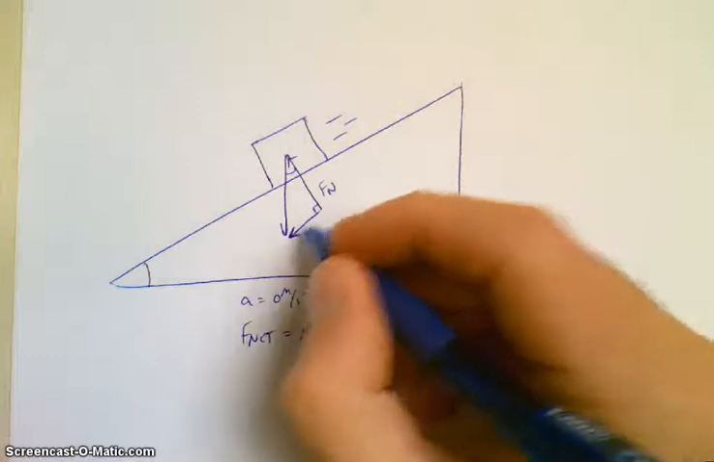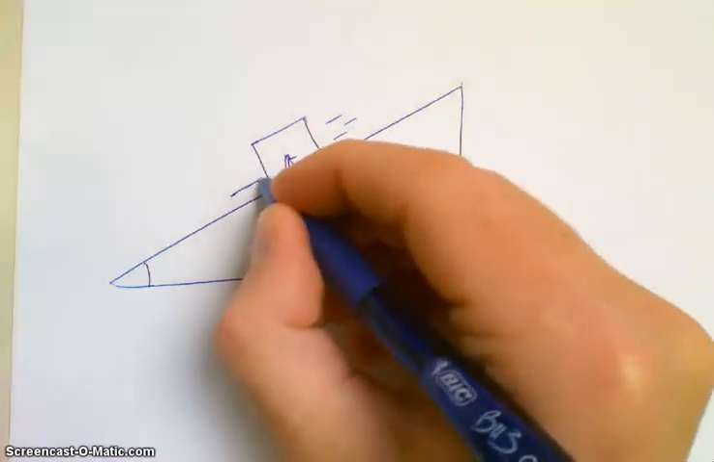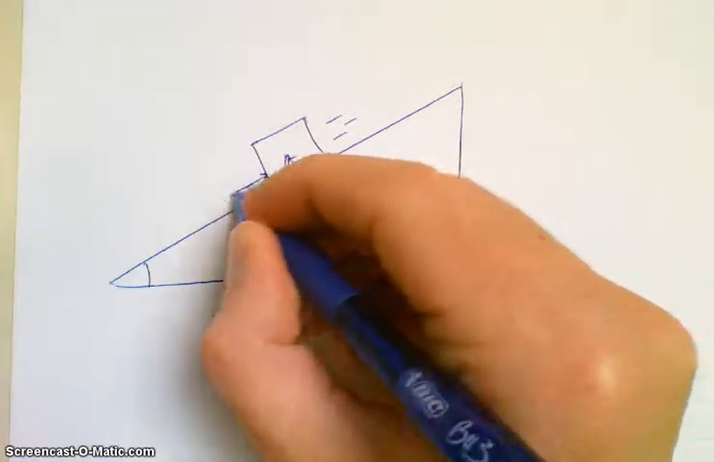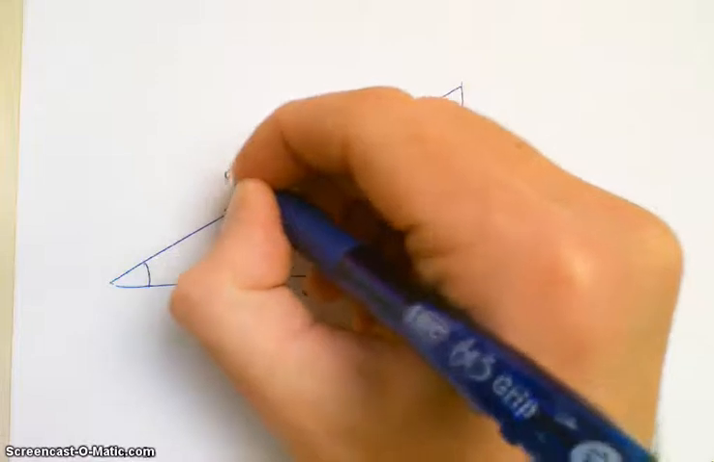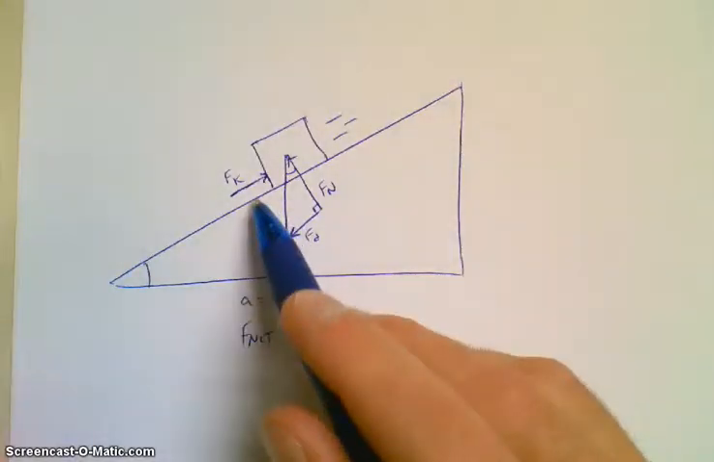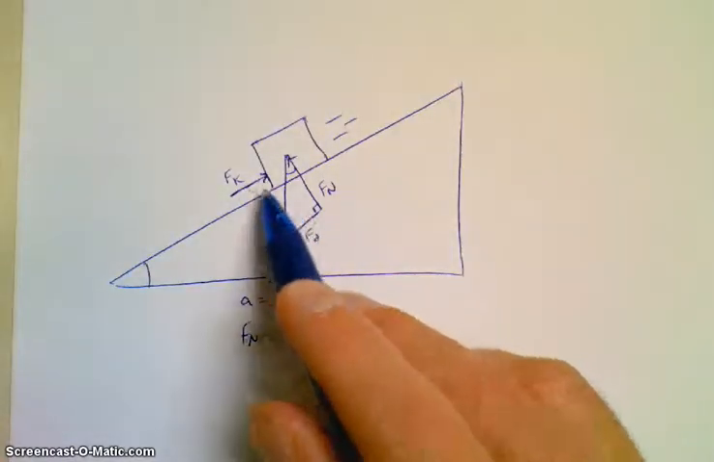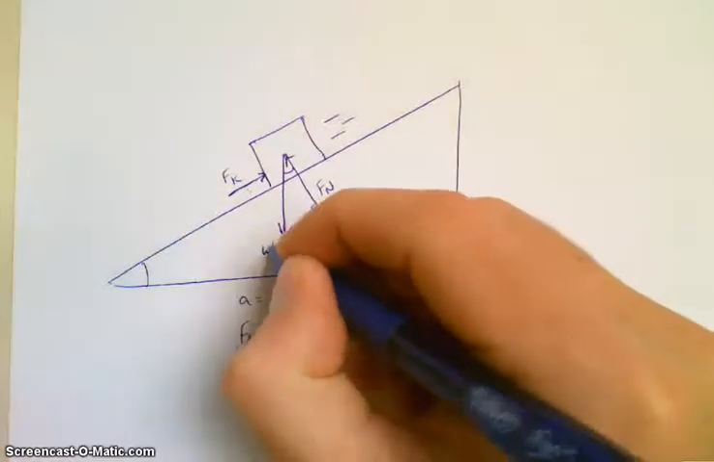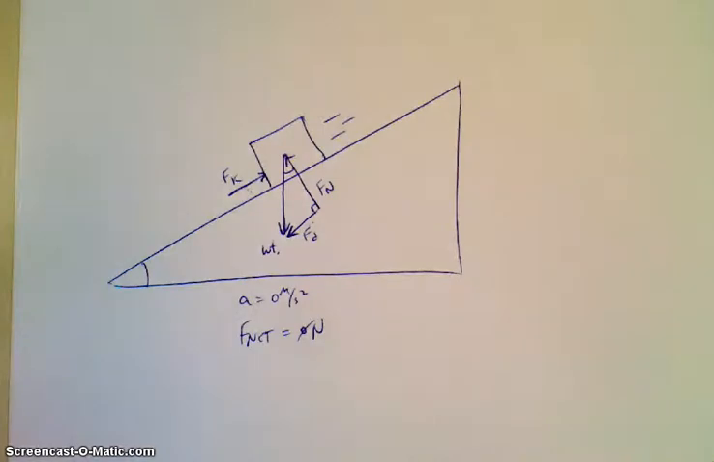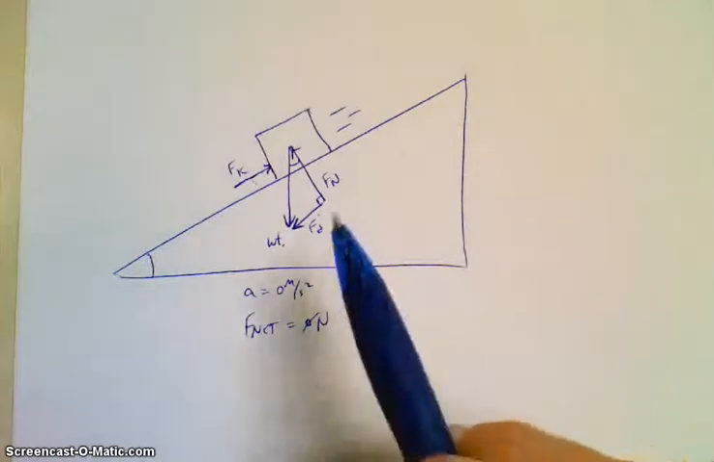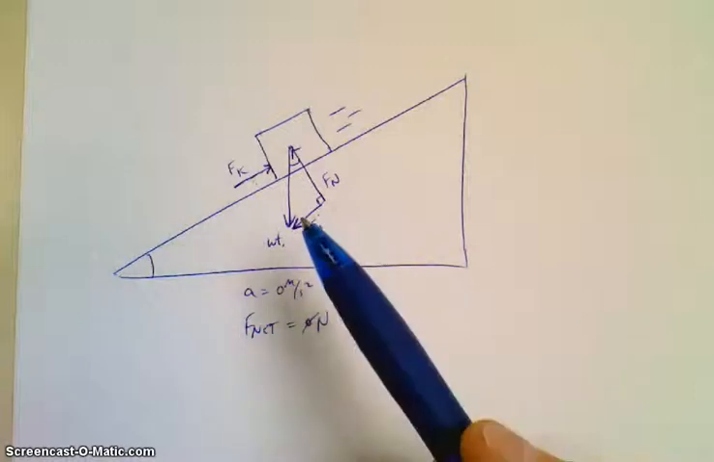So right now I have a force down the ramp. I also need to show a force up the ramp, and that would be called what? FK, that's kinetic friction. And I should show that those two vectors have the same magnitude. Okay? This is what I'm looking for if I ask you for a free body diagram.